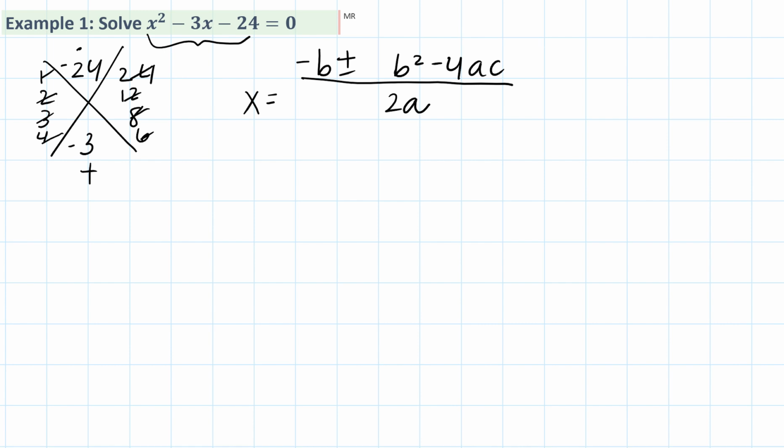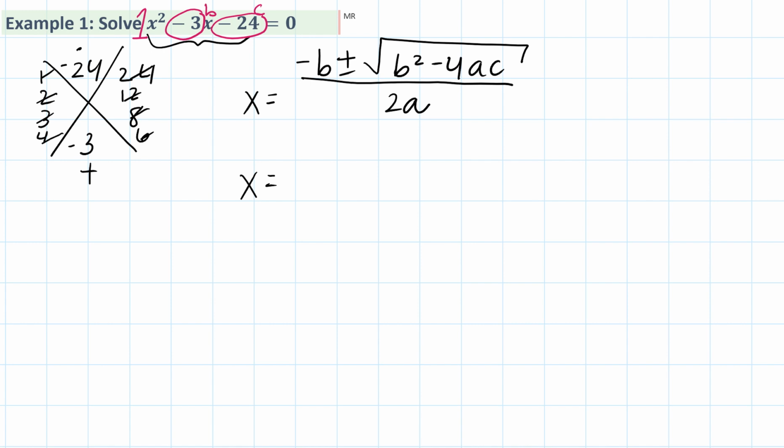Okay, I wanted to make sure it's clear where my square root ends. So I need to identify a, b, and c. A is the coefficient of x squared. It's not written in this case, so it would be +1. B would be the coefficient of x. So in this case, it's -3, and c would be that constant, the number by itself, meaning it doesn't have a variable. It would be, in this case, -24. So I've written out the formula, which you need to do every time. It'll help you remember. Now I just substitute.